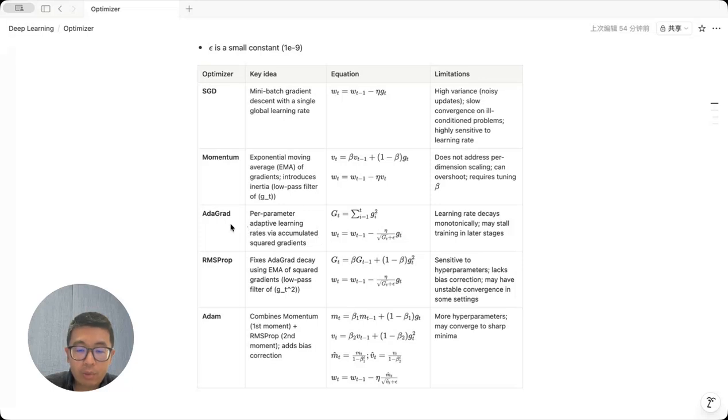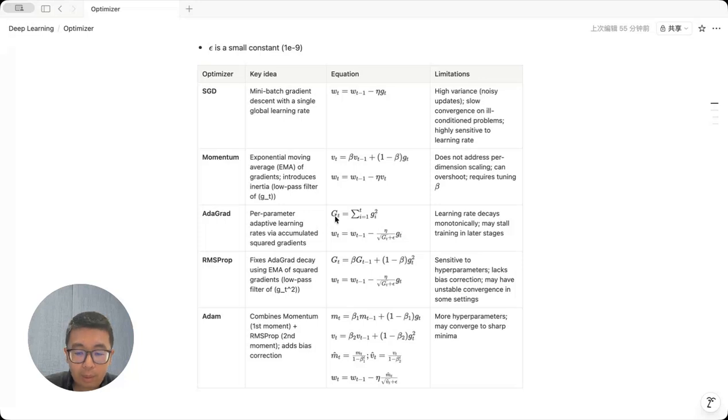So AdaGrad introduced a different idea. Instead of focusing on direction, adjust the step size for each parameter independently. If a parameter has already seen large gradients, reduce its step size. If it has rarely been updated, allow larger steps. You can think of it as becoming cautious when you have already moved a lot, and more exploratory when you haven't. This works particularly well when different dimensions have different scales.